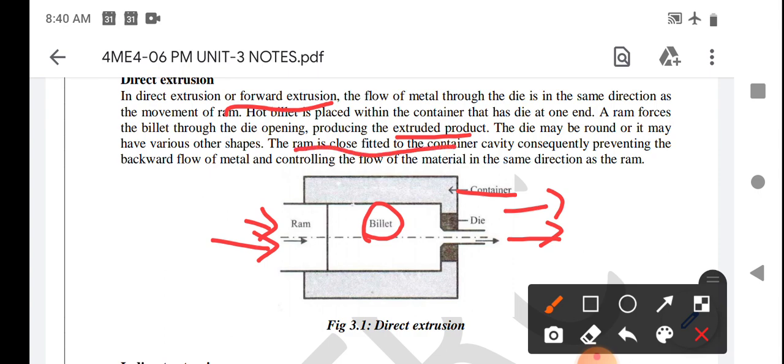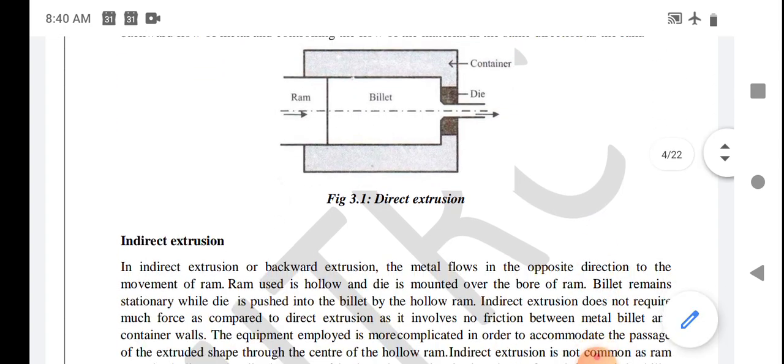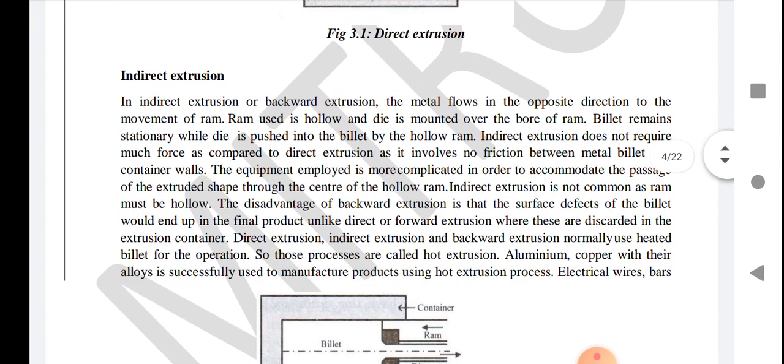The ram is close fitted to the container because if it is not close fitted, then the metal will also flow in the backward direction. The container cavity, consequently, prevents the backward flow of metal and controls the flow of the metal in the same direction as the ram. Indirect extrusion process.